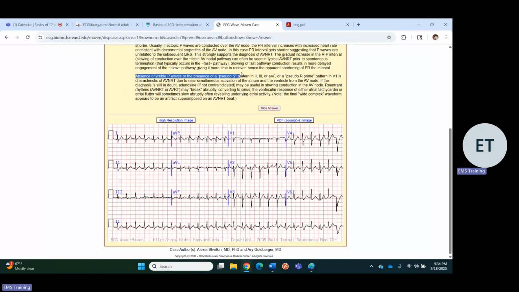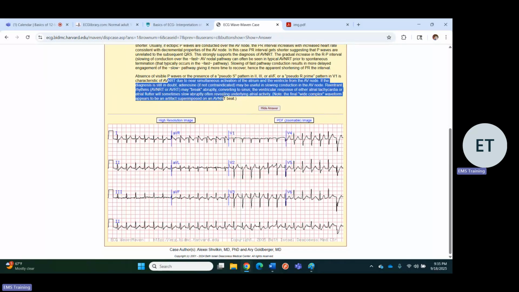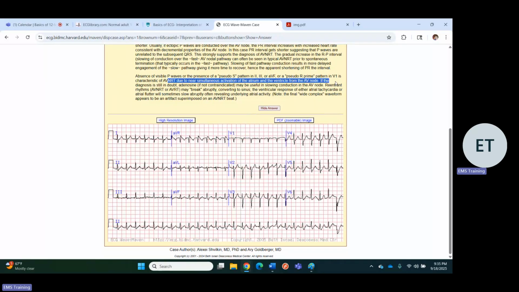Absence of visible P waves, the presence of a pseudo S pattern in 2, 3, aVF, or a pseudo R prime pattern in V1 is characteristic of AV NRT due to the near simultaneous activation of the atrium and the ventricles from the AV node. Yeah, there's no S wave, which there is not. If the diagnosis is still in doubt, adenosine, if not contraindicated by something like, can you give it with Wolff-Parkinson-White? I don't know. I'd be skeptical. May be useful in slowing conduction in the AV node.